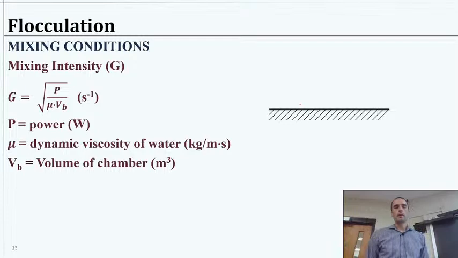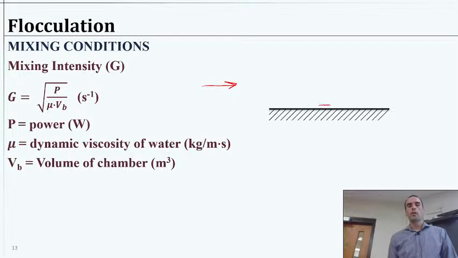So probably the easiest way to think about what is this mixing intensity is to take a look at what happens when water is flowing across a surface, or a surface is flowing through water, and you get some sort of a gradient of velocity next to that surface. So right next to that surface, if water, let's say, is flowing this direction, you'll have some velocity component here.